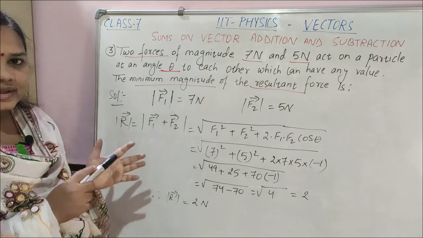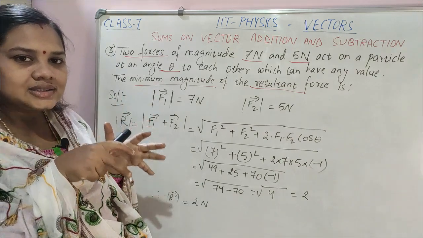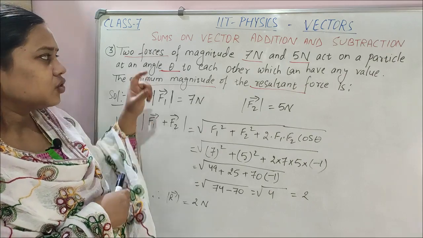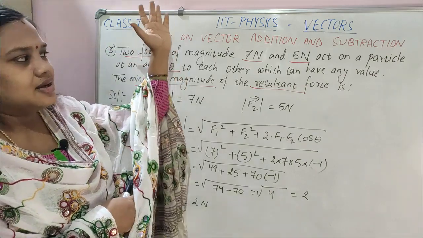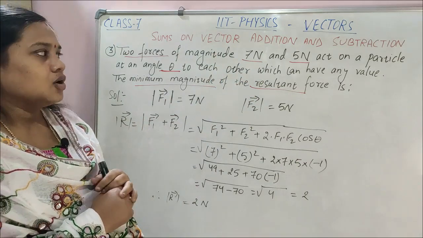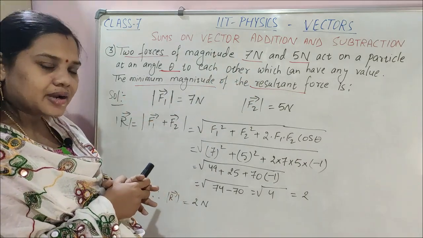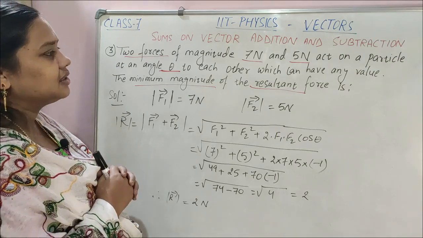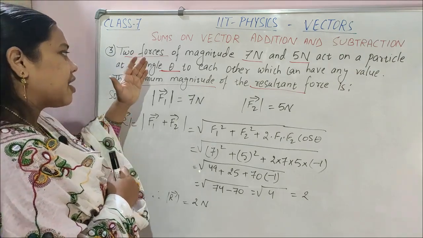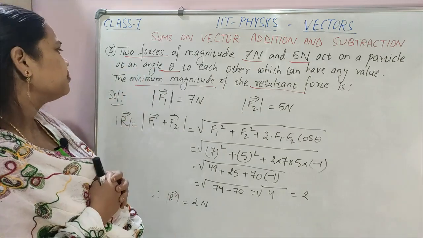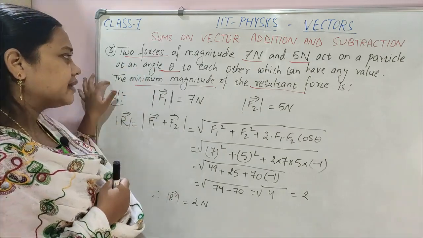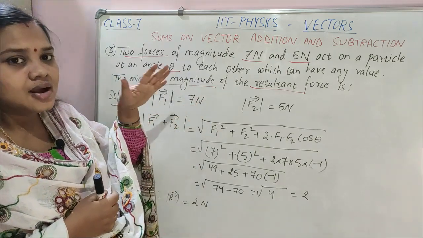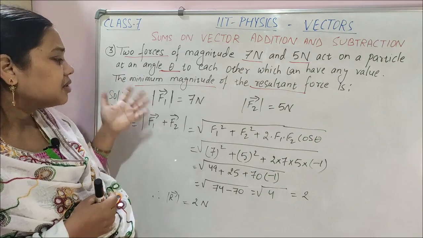Got it, children? Understood the question? Two forces are acting on the same particle. What is the magnitude of the forces? One force is 7 Newton, the second force is 5 Newton. Both act on the same particle and make an angle theta with each other. The value of theta can be any value, but the resultant force magnitude should come minimum.